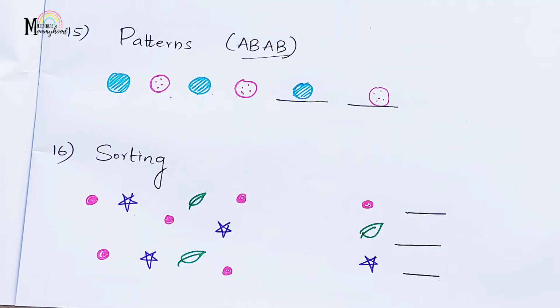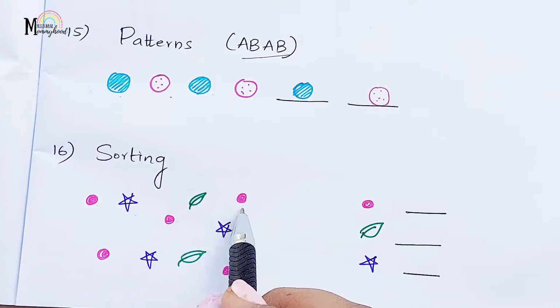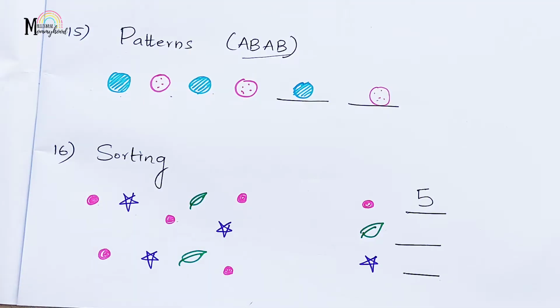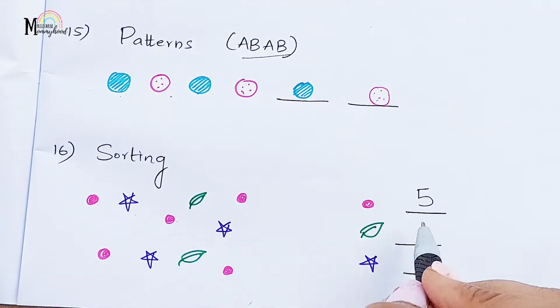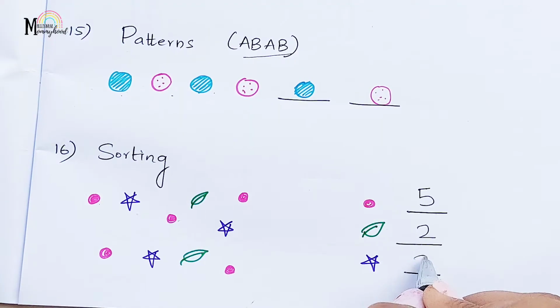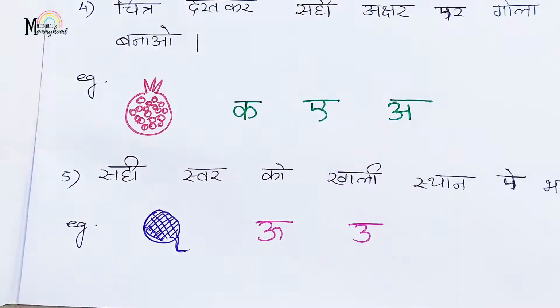Next is sorting, which is also related to counting, wherein many objects will be given together in a clutter and the child has to sort and count similar objects. For example, these leaves, there are 2 leaves, so you write 2. Stars, there are 3 stars, you write 3. Dots, there are 5 dots, so you write 5.